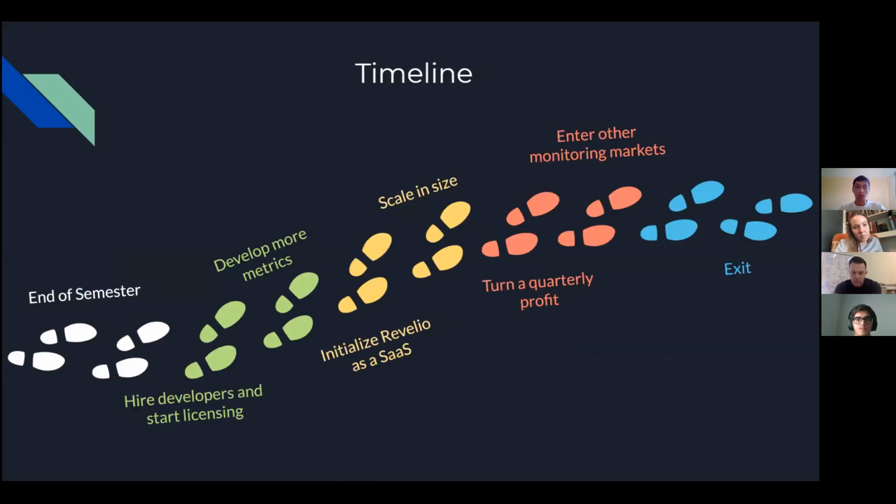As we move forward, our first course of action will be to hire 2 additional developers to help tune up the product and start licensing. As we develop further metrics and features, we will offer clients another option, Revelio as a software as a service product. As our number of clients increases, we will need to scale in order to appropriately meet demand. As we start turning in a quarterly profit, we will expand into other monitoring markets, such as containers. Finally, should the right opportunity present itself, we will pursue an exit strategy.